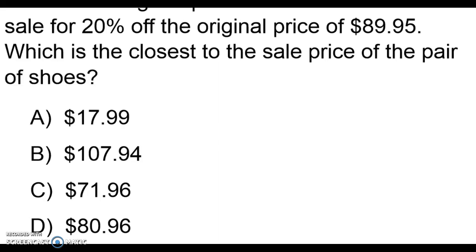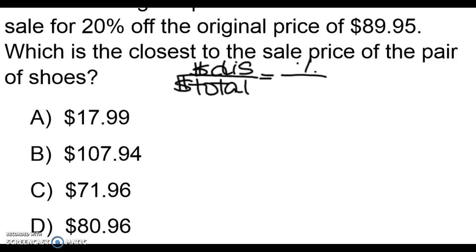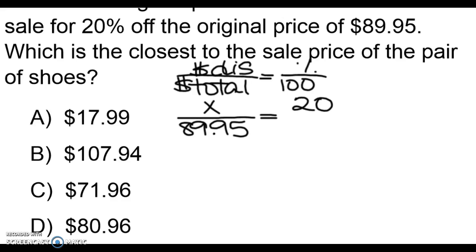I'm going to go ahead and set my proportion up, and when we set our proportion up, depending on what teacher you have, we say that it's the dollar amount of the discount over the total amount before a discount. And that's going to be percent over 100. We're going to go ahead and fill in what we know. So we don't know the discount because we're trying to find that. So we're going to label that X. The amount was $89.95 before the sale. We know that the sale was 20%, and that's always over 100%.